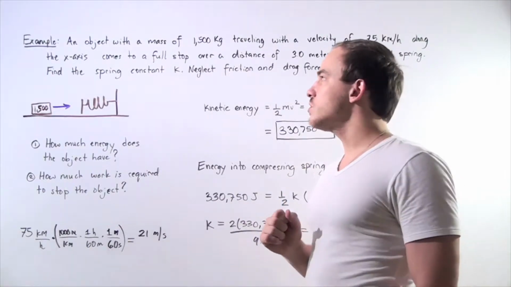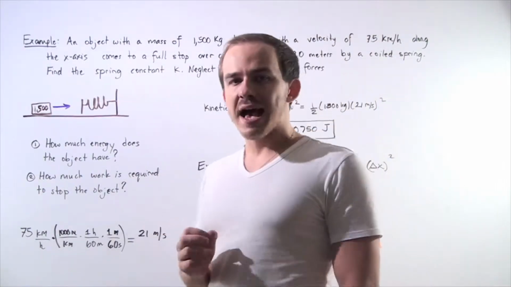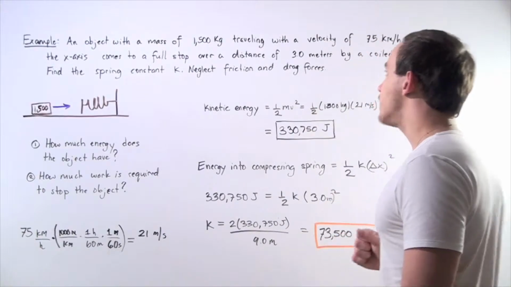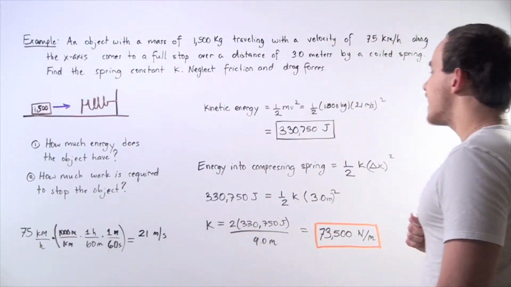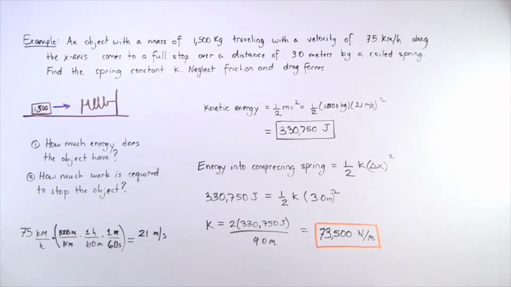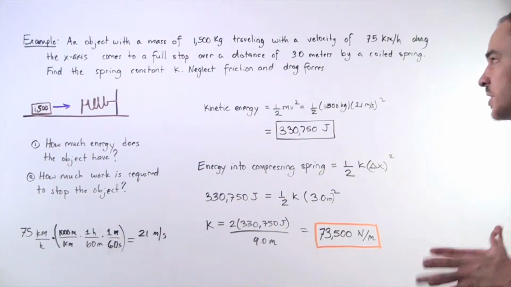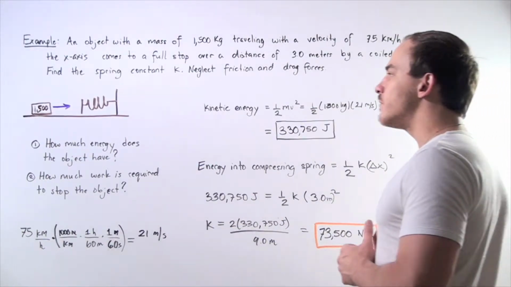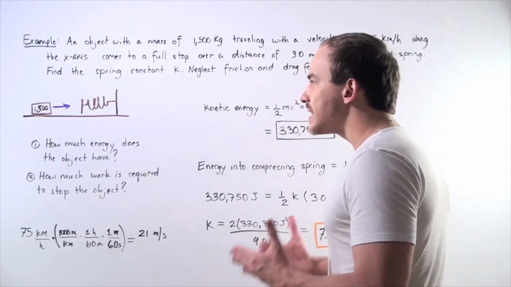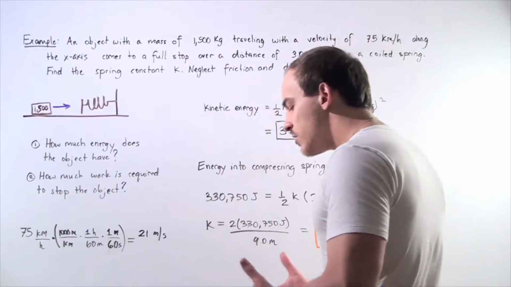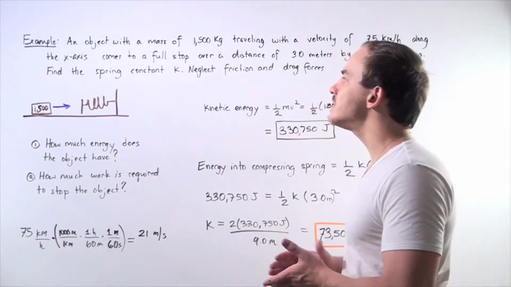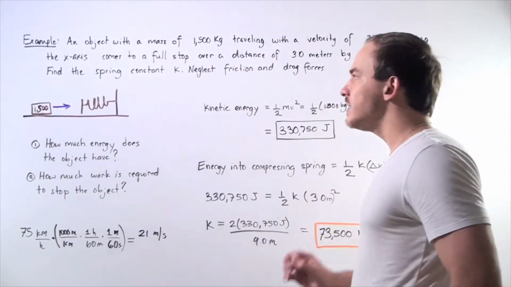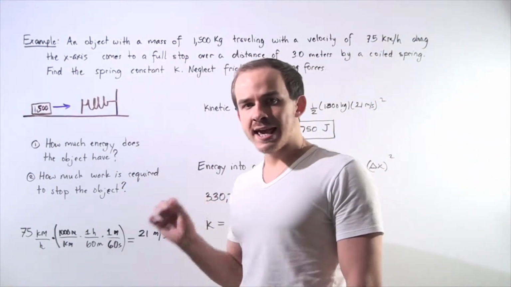So let's suppose that we have an object that has a mass of 1500 kilograms and it's moving along our ground along the x-axis with a velocity of 75 kilometers an hour. Now our object comes to a complete stop over a distance of 3 meters and it's stopped by a spring. Now this spring has a certain stiffness to it given by a spring constant, and we want to calculate what this spring constant K is.